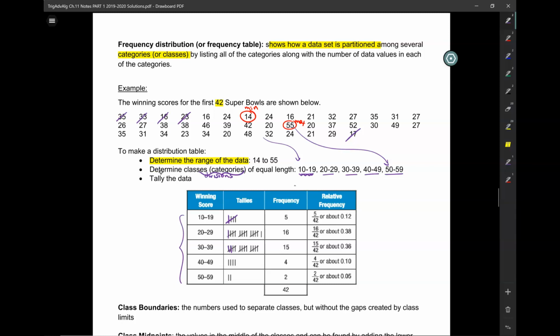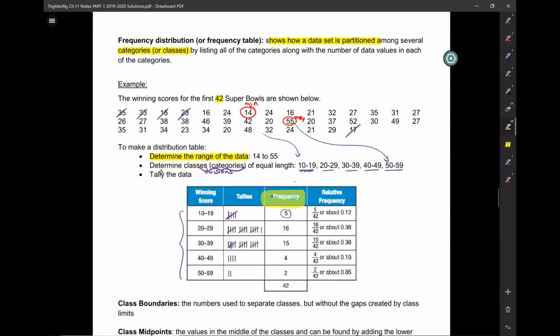So in this class, I have 5 of them. That is the frequency. All right, it's literally how many you have. From 20 to 29, I have 16, then 15, then 4, then 2, and so on. When you add them all up, the total has to be the same as the total number of points that you have. So that's the frequency.